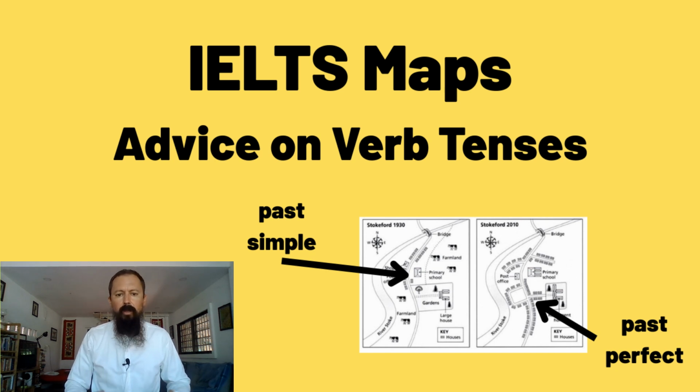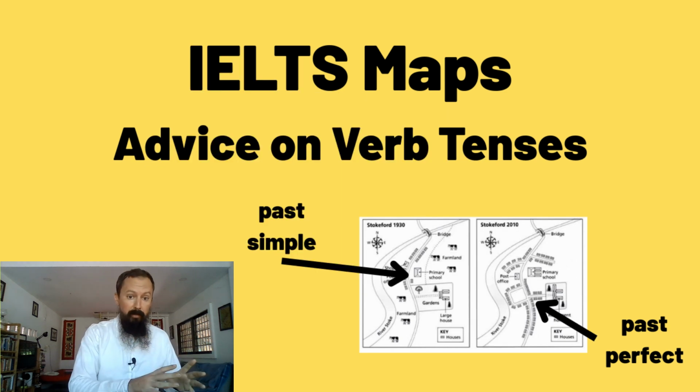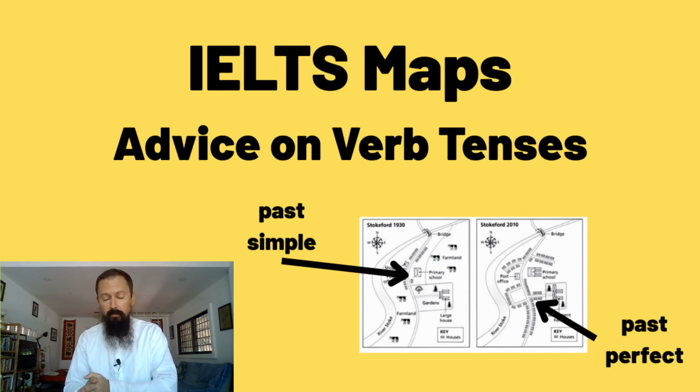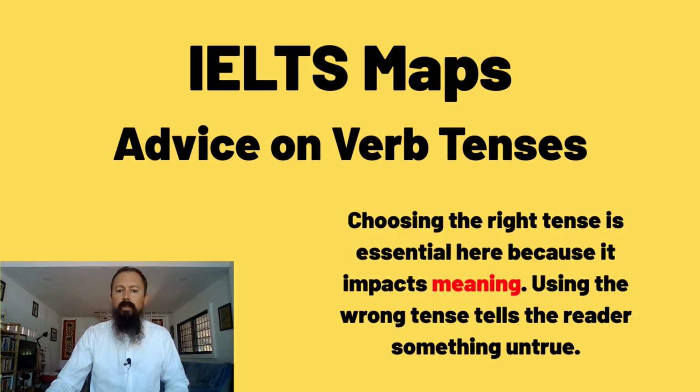Actually, a few days ago, I put out a poll on my YouTube channel asking what you wanted to see next, and the results were kind of split between IELTS writing and grammar. And so I've made a lesson that actually covers both of those. This is about IELTS writing task 1, or specifically from the academic test, and it focuses entirely on the grammar necessary for that task. What we're going to be looking at are IELTS maps.